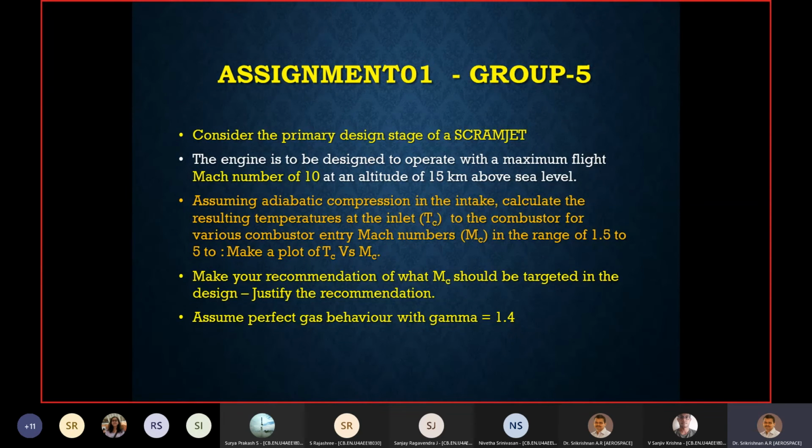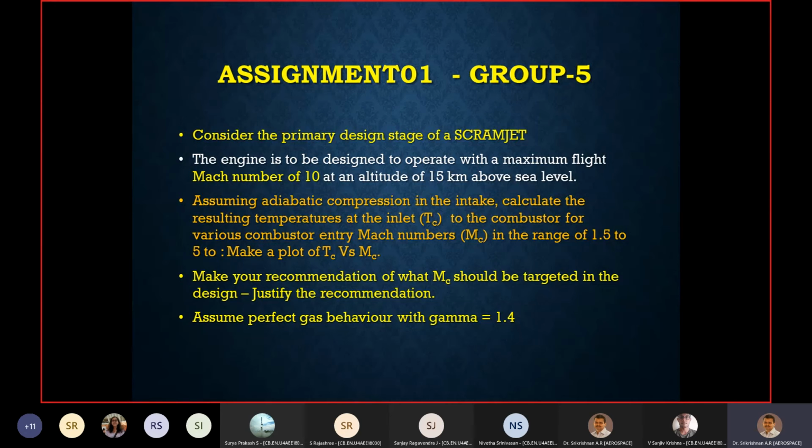Now the question is, what should be that supersonic value at the inlet to the combustion chamber? Tc is the static temperature at the inlet to the combustion chamber. Similarly, the Mach number at the inlet to the combustion chamber is Mc. I want you to consider Mc in the range of 1.5 to 5. You can take 1.5, 2, 2.5, 3, etc., at convenient intervals, but start from 1.5 and go to 5.